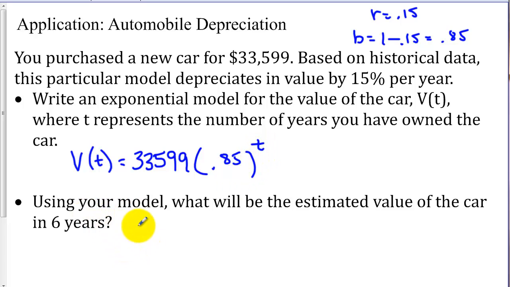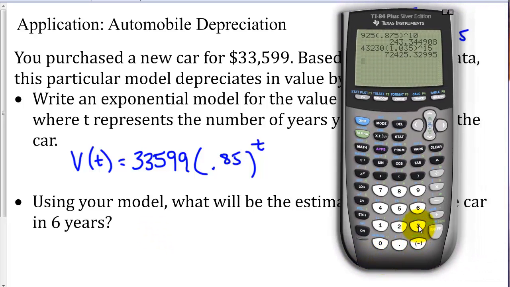And now we can use the model. So at 6 years, we could calculate. So we're going to use this model, 33,599 times our B value, 0.85. And we're going to raise that to the 6th power for 6 years. And so our car value will be about $12,671.85. So you can see after a number of years, the car's value has decreased rapidly.